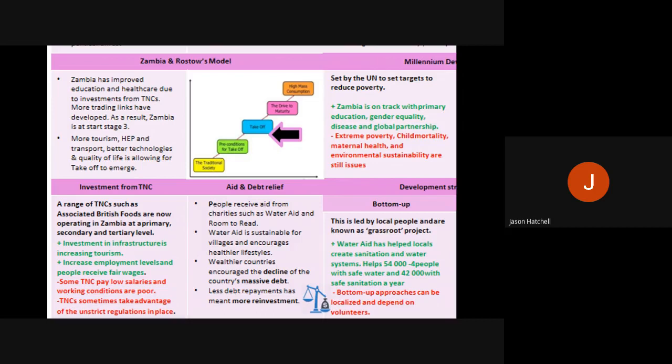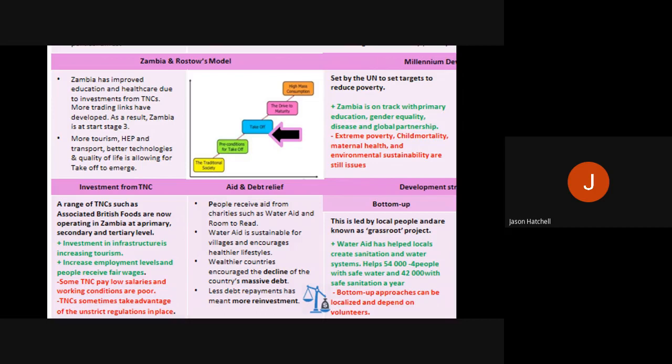So if we think about the idea of water aid and room to read, okay, so they were ways in which Zambia tried to improve its economic development both at the local level and the national level. So those charities were aimed at essentially trying to, with room to read, improve girls' education, and with water aid, improve access to water in certain communities of Zambia. Water aid obviously works as a sustainable approach in villages to try and promote healthier lifestyles, to try and promote clean water, and to try and help people have access to clean water pumps.